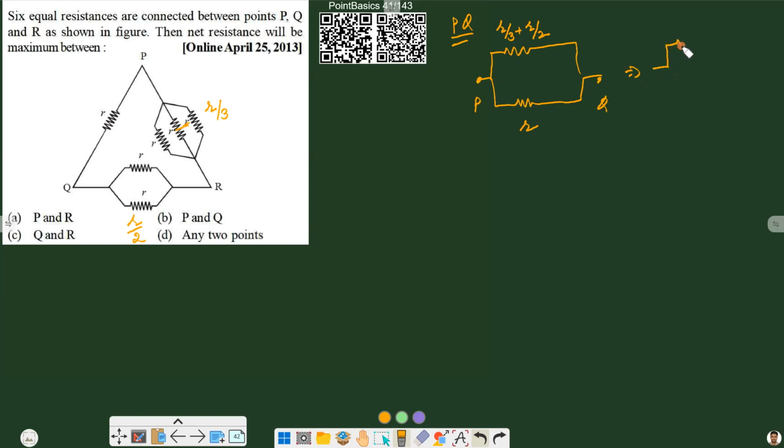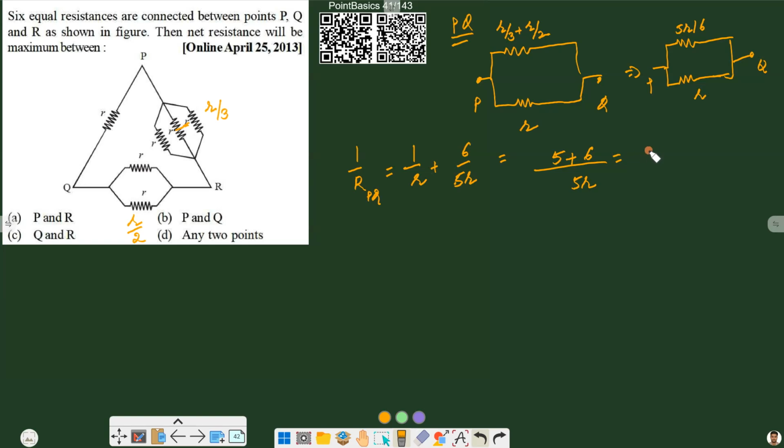Now solving this, R by 3 plus R by 2 in series will give us 5R by 6. So this will be 5R by 6, and this is R, between point P and point Q. Now their parallel combination will reduce to 1 by R plus 6 by 5R. Total resistance between P and Q, RPQ: 5 plus 6, 11 by 5R, or RPQ is equal to 5R by 11. So this is the resistance between P and Q.